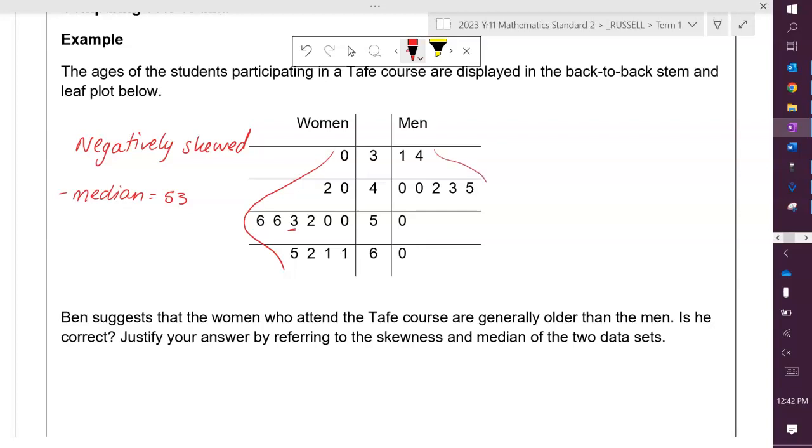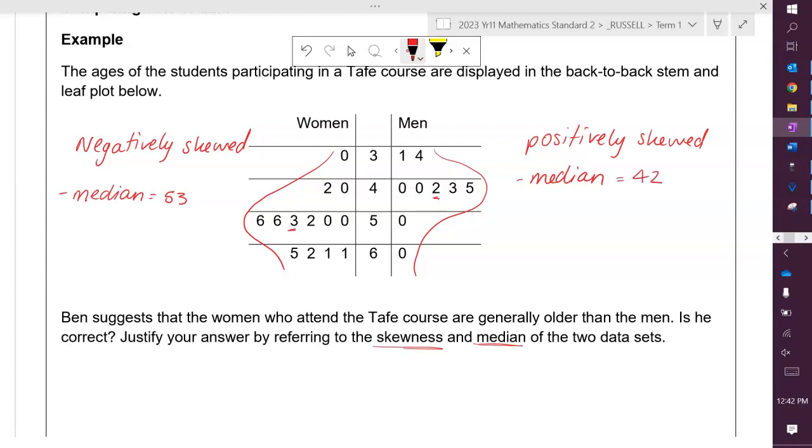If I look at the men, that is going to be our positively skewed. And our median, we're only looking at the skewness and the median because that's what it's asked us for. 1, 2, 3, 4, 5, 6, 7, 8, 9. So I'm looking for my fifth number. 1, 2, 3, 4, 5. So my median here is 42.